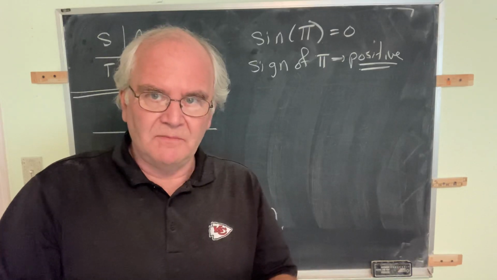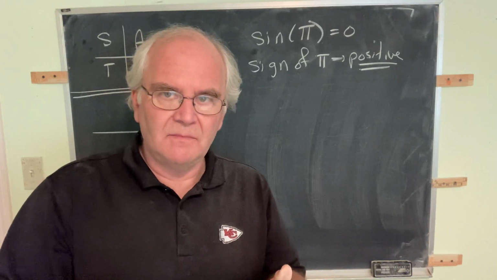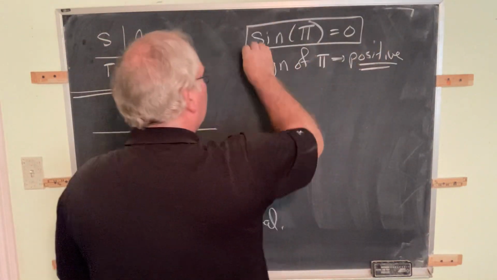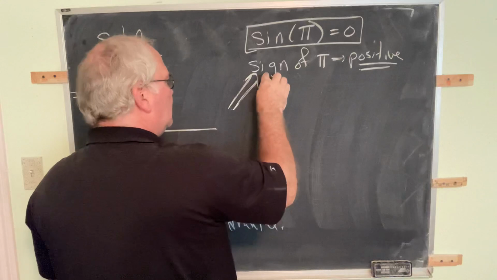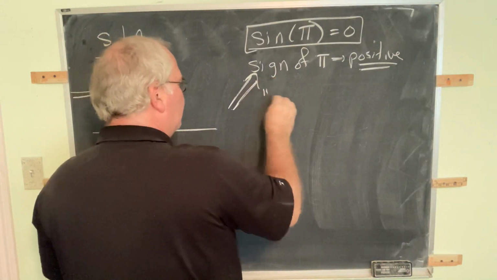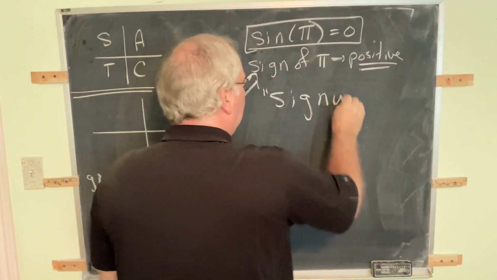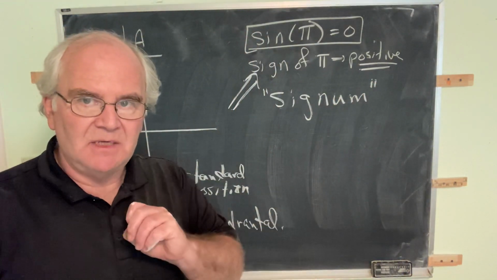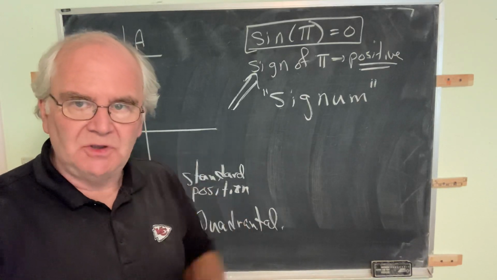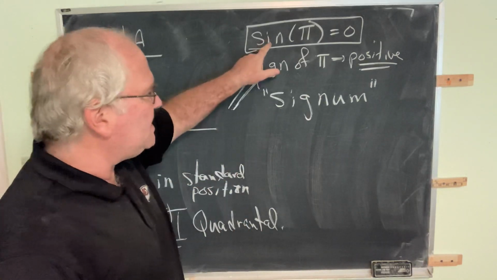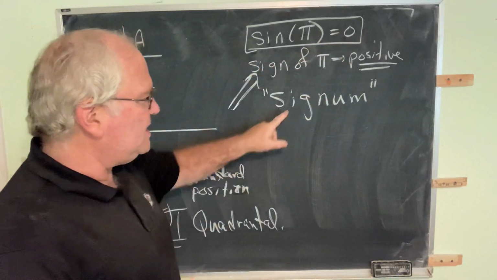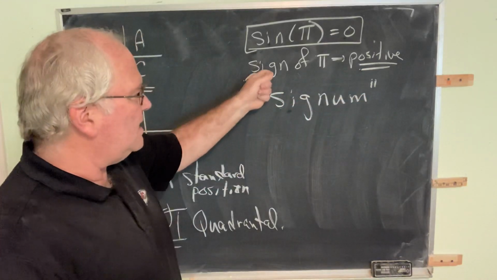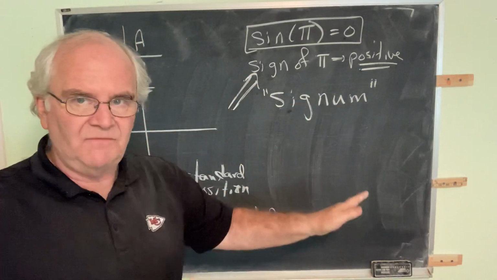In trigonometry, sine means this. If this is what you mean, we don't say sine. We say the Latin form of the word, signum. And now there's no confusion. What is the sine of pi? The sine of pi is 0. What is the signum of pi? The signum of pi is positive. If we mean this, we can say signum and there's no confusion.